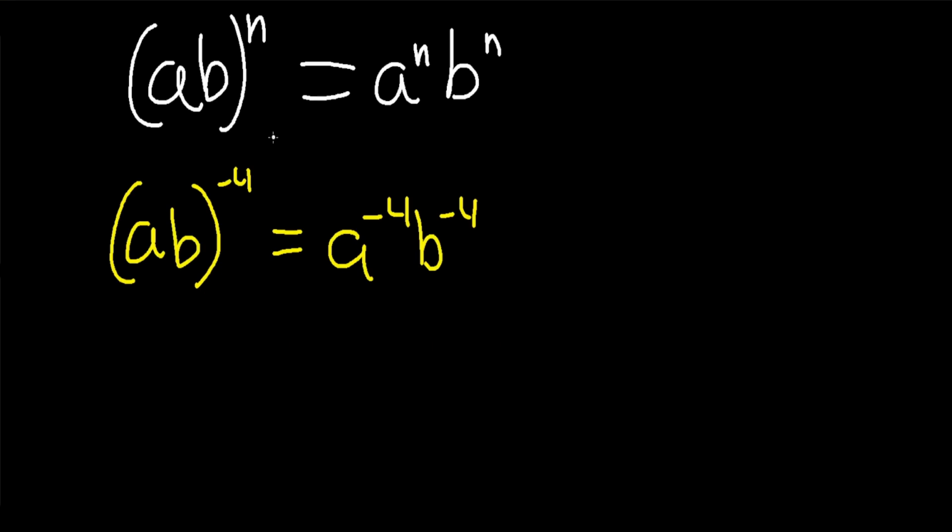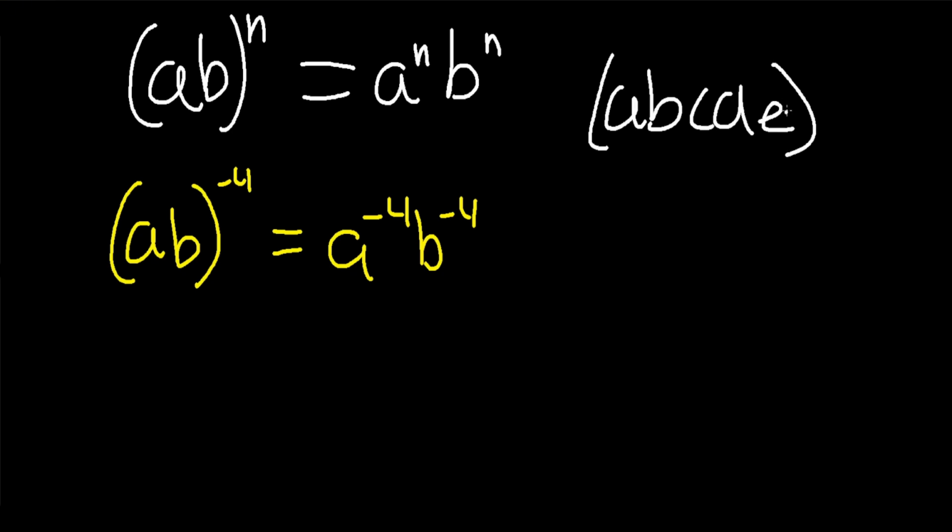Next property is that if inside the brackets we have a times b, and that's all to the power of n, then that's the same as a to the power of n times b to the power of n. For an example, we have in the brackets ab all to the power of negative 4. That's the same as a to the power of negative 4 and b to the power of negative 4. Note that this was only given with two factors, ab. However, it can be extended to, let's say, a, b, c, d, e, all to the power of n, and this rule would still hold.